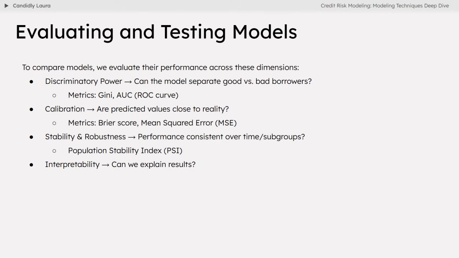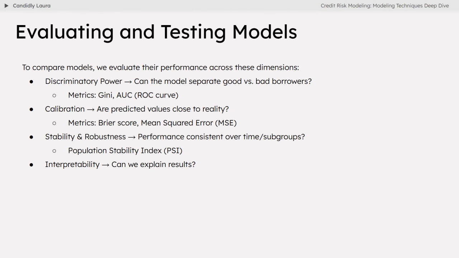3. Stability and robustness. Does the model behave consistently across different subpopulations or over time? This is key for risk models that will be used for years. A way to measure stability is the Population Stability Index, which measures the difference in the distribution of data features between the training data and the new data.